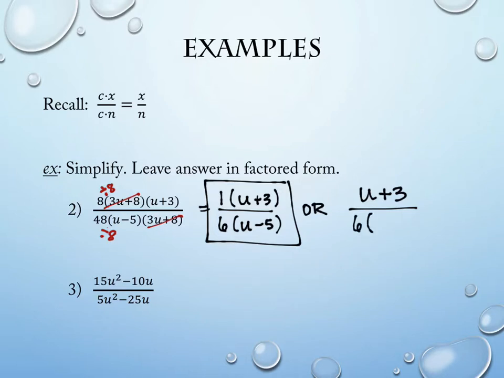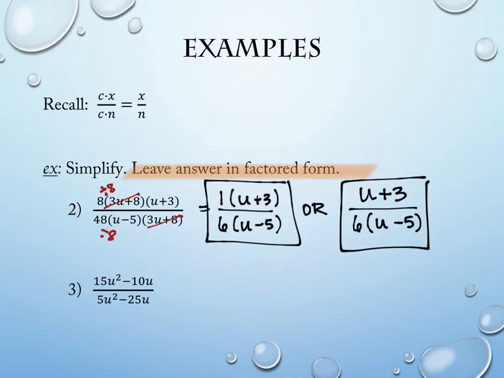But there's no reason to multiply the 6 through the denominator, so we can leave it in factored form, and that's actually what this is here. Right? We're going to leave it in factored form. So either of those versions would be factored form answers for the problem.